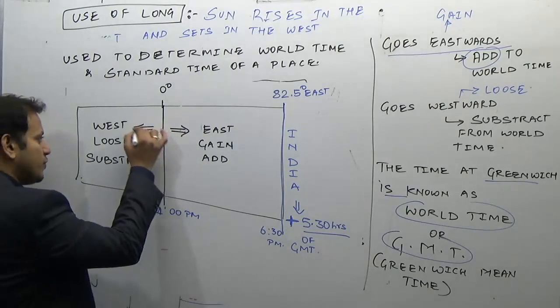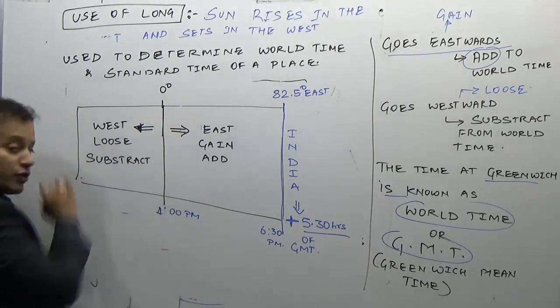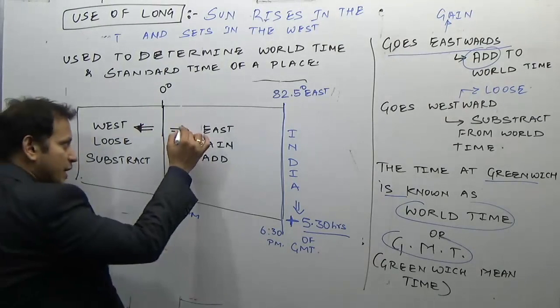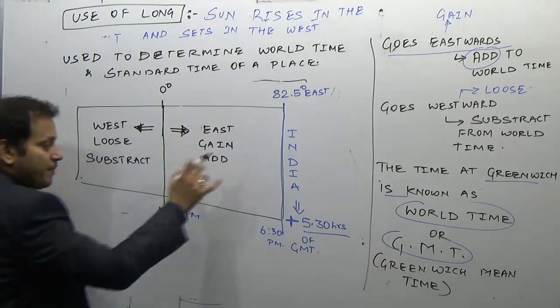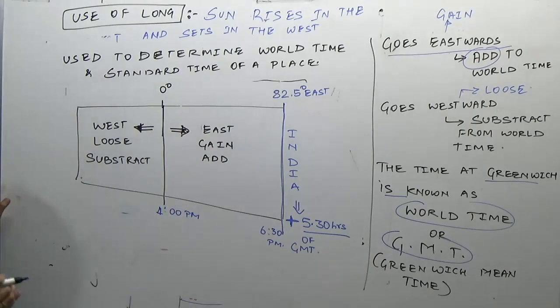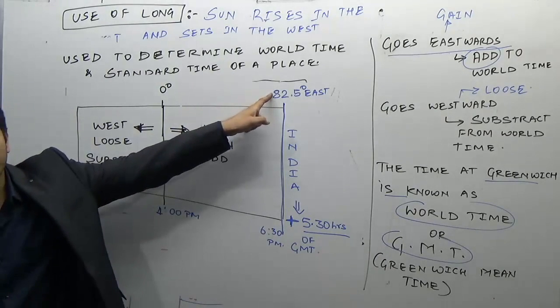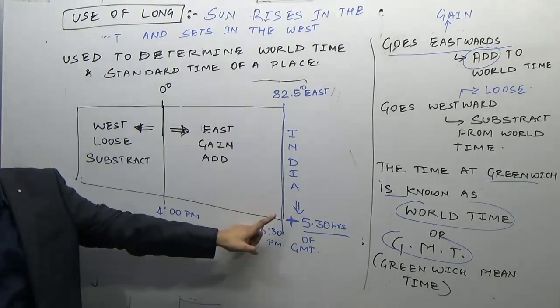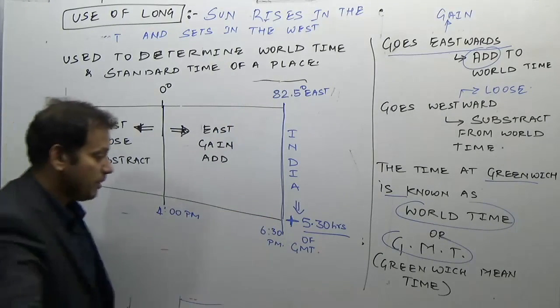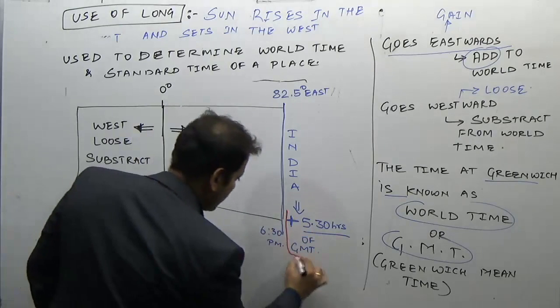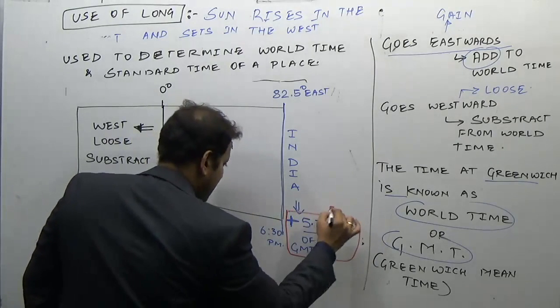If you go westwards, you lose the time. Therefore, you have to subtract the time. If you go eastwards, we gain the time, and therefore we have to add the time. India is located on 82.5 degree east, and therefore Indian standard time is plus 5.5 hours of Greenwich Mean Time.